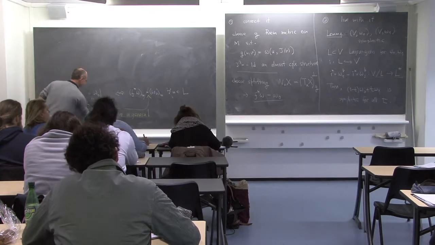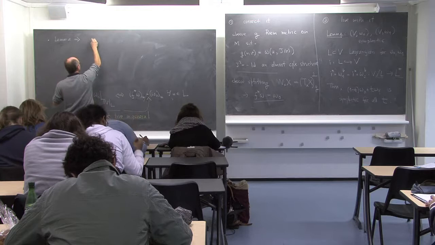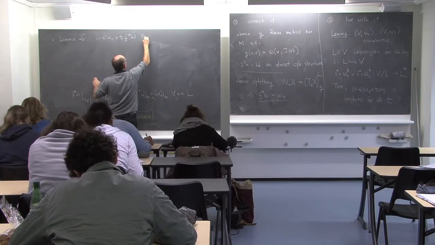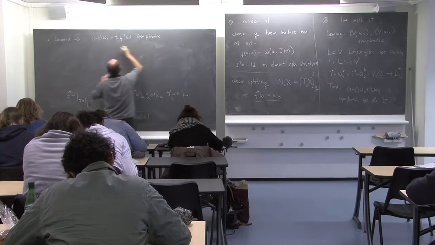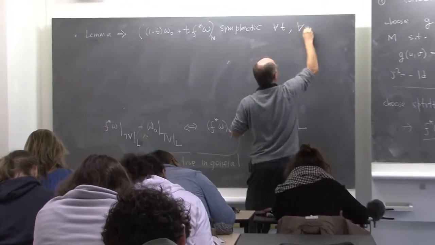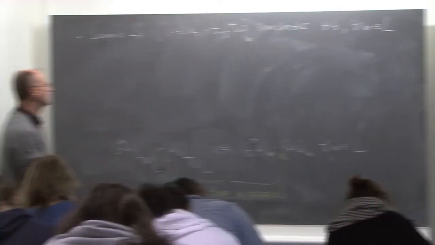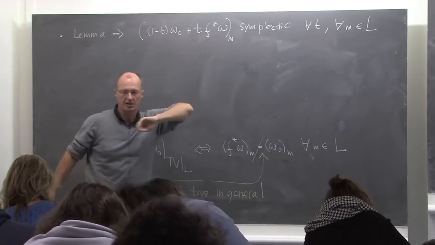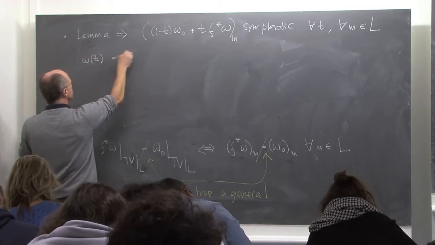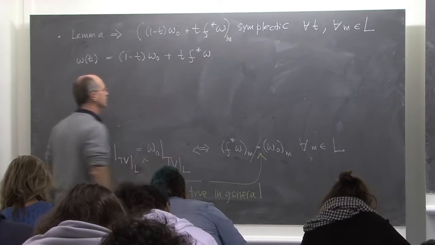So what the lemma tells us is that (1 minus T) omega naught plus T F star omega is symplectic for all T and for all points on L. So the two symplectic structures perhaps do not coincide, but all their linear combinations are symplectic. So let's denote omega of T, this guy, (1 minus T) omega naught plus T F star omega.